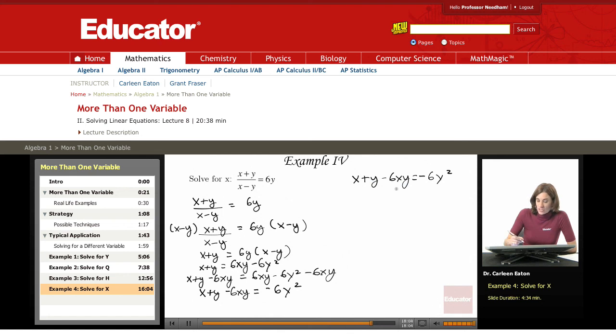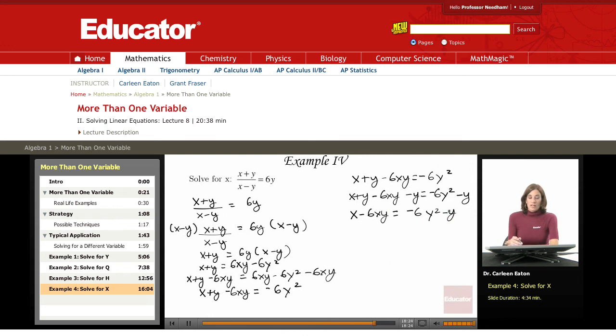That one's a little bit trickier to separate out. x + y - 6xy - y = -6y squared - y. Okay. Now I have x - 6xy = -6y squared - y. My x's are all on the left, but I still have a y over here.